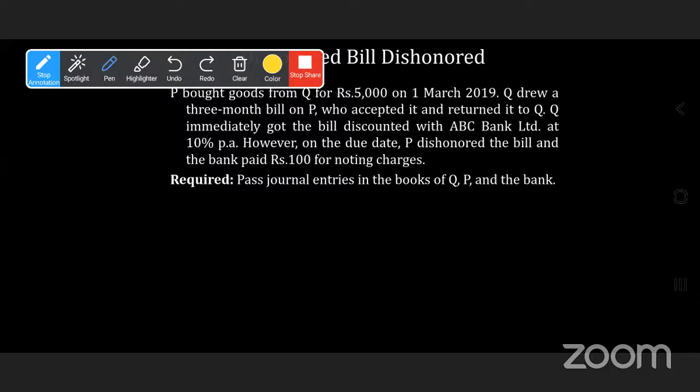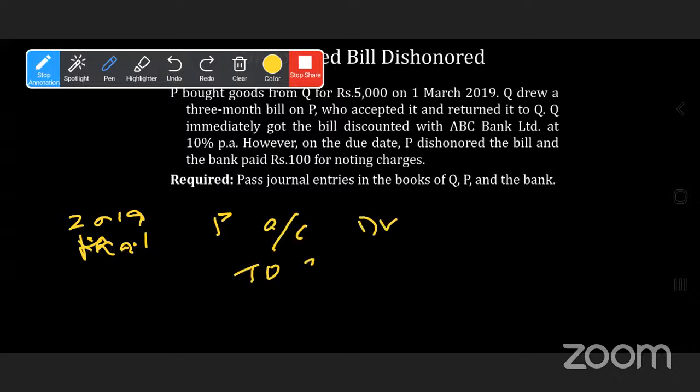On 1st March 2019, write the entry as P account debit to sales account, being goods sold on credit. Now, on the same day, Q drew a 3-month bill on P, who accepted it and returned it to Q. Now, what is the entry you have to give?